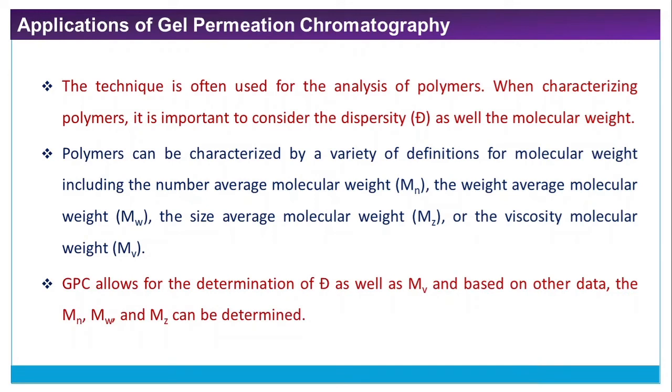GPC is used for the determination of dispersity as well as the viscosity molecular weight, that is Mv, and based on other data the Mn, Mw, Mz can be determined, that is the number average molecular weight, the weight average molecular weight, and the size average molecular weight can be determined by gel permeation chromatography. So these are the applications of gel permeation chromatography.